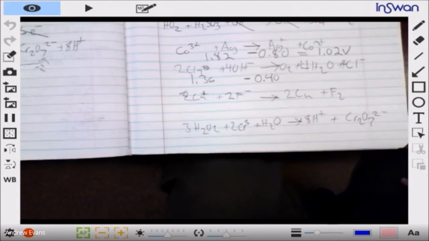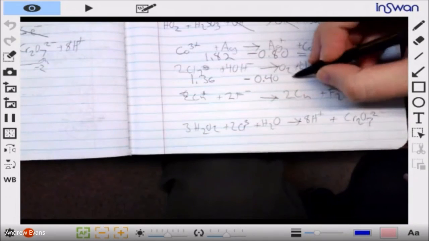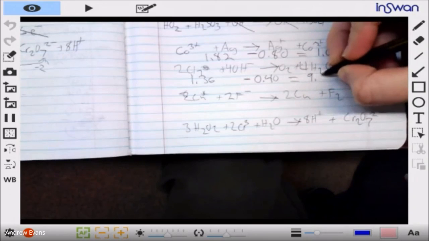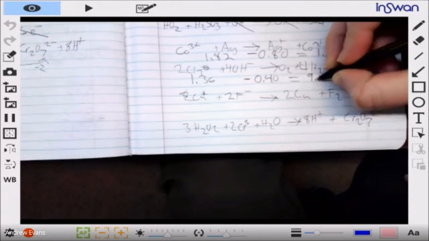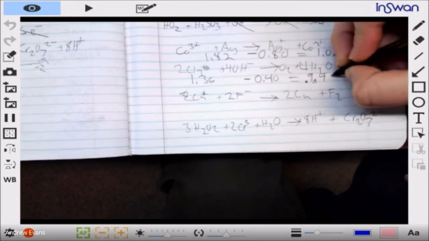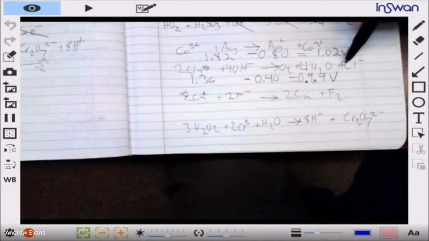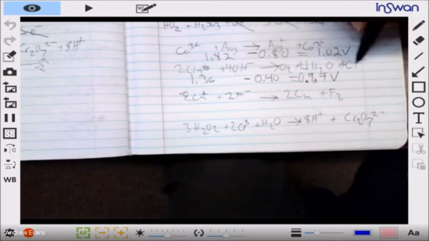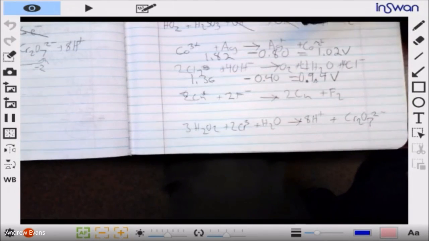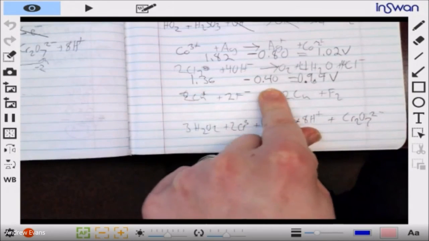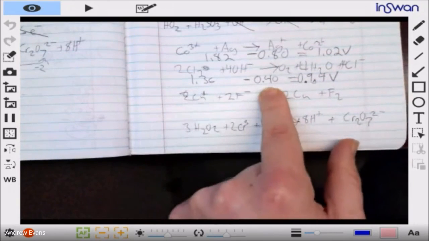So 1.36 minus 0.4. That's going to be what? Oh, sorry, 0.94. 0.94 volts. You don't need to double this because there's 4 chlorides. You just literally use it as given. 1.36, I pulled off the table. 0.4, I pulled off the table. Subtract the 2.